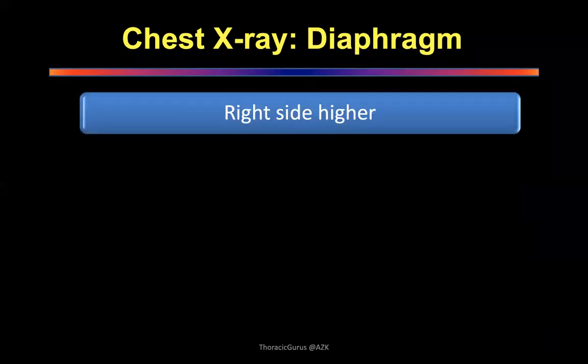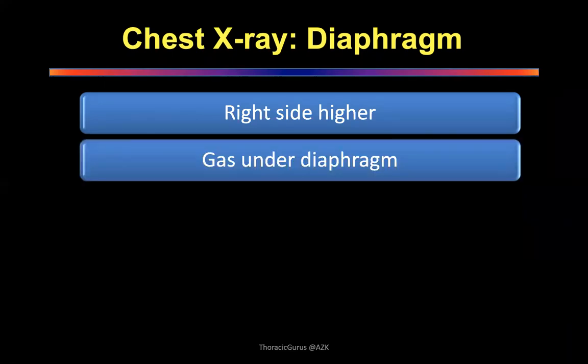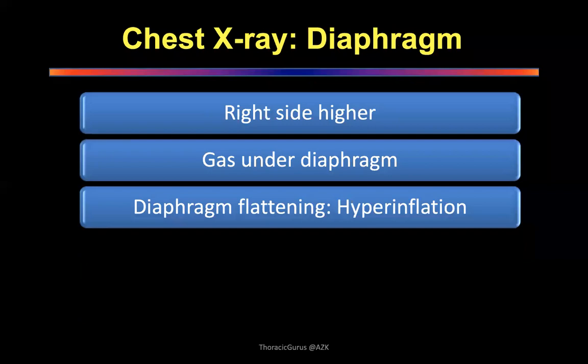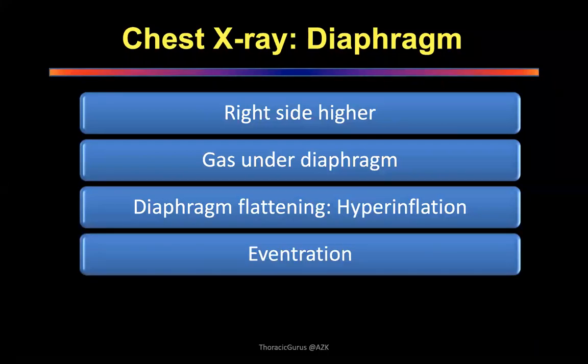In terms of the diaphragm, remember right side is usually higher than the left side because of the presence of the liver. Don't forget gas under the diaphragm. Usually if a diaphragm is flattened, then it means there is hyperinflation. The curve of the dome of the diaphragm is quite important. Looking at the flattening of the diaphragm can straight away tell you that you're dealing with emphysema. It's such an easy diagnosis once you understand how it looks.